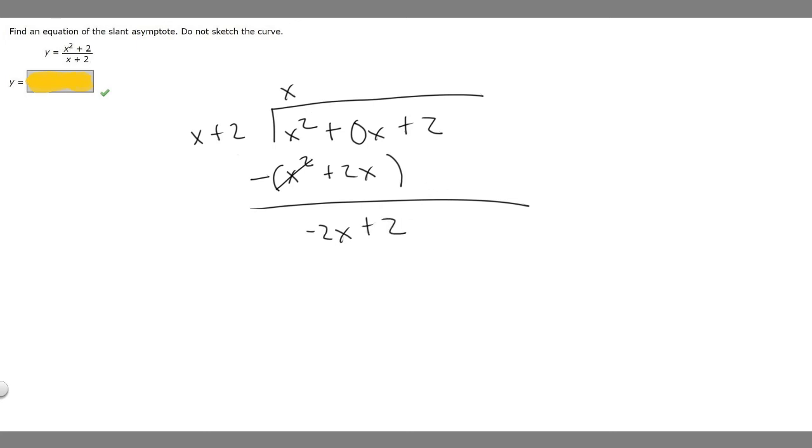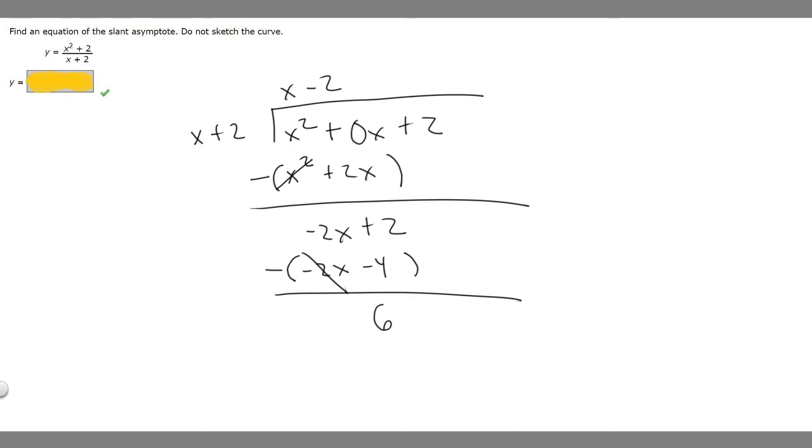Then we want to see how many times x goes into minus 2x. So minus 2 times x is minus 2x. So we have minus 2 up here, and then we want to multiply it back down. Minus 2 times x is going to be minus 2x. Once again we're subtracting this whole thing. And then minus 2 times 2 is going to be minus 4. So when we write this, minus 2x minus minus 2x is just going to cancel. We'll get 0, but I'm not going to write it. And then 2 minus negative 4 is just 2 plus 4, so 6.